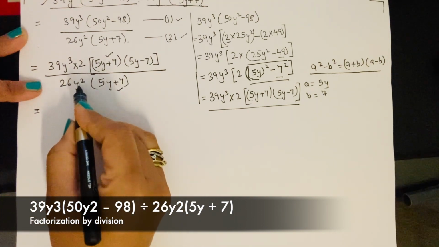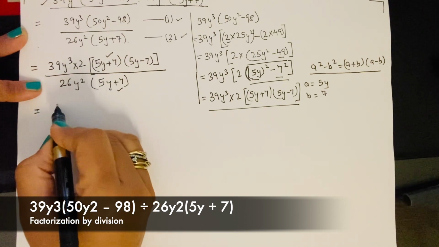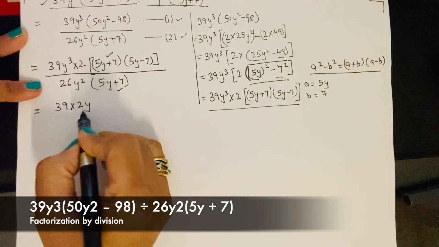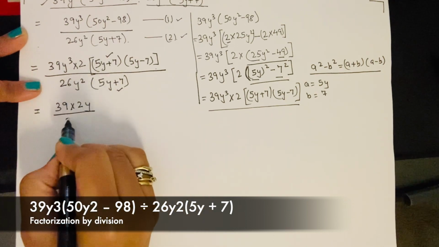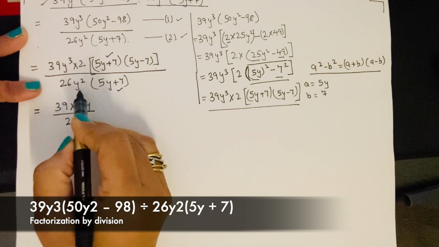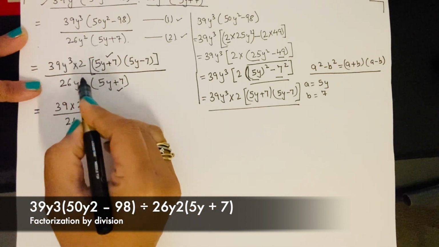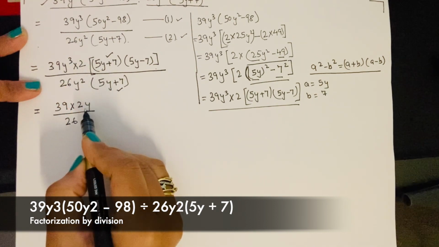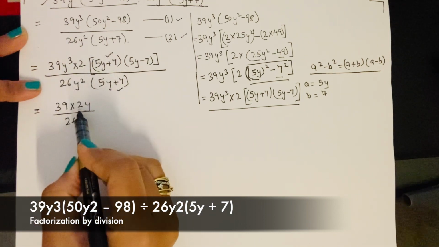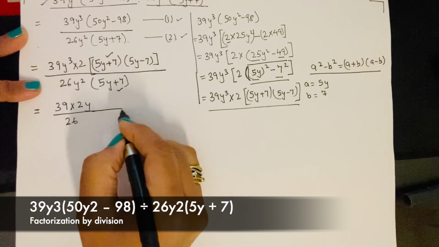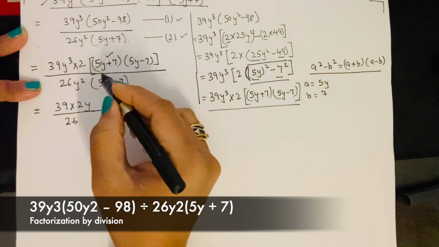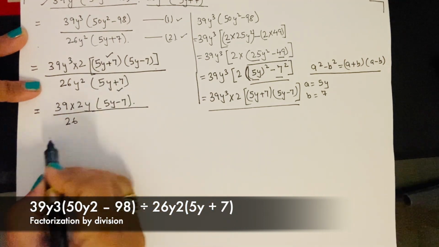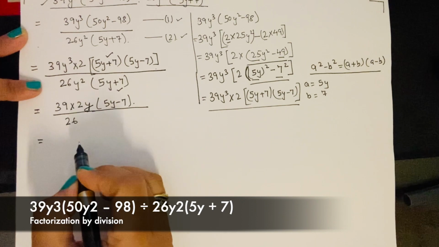Y square and y cube, so that will become 39 multiplied by 2y divided by 26, right? Y square and y cube will become y raised to the power 3 minus 2, that is only y. So it is 39 multiplied by 2 divided by 26. Now further we can see these two are common, so we can easily cancel it and then write 5y minus 7. This is y. So let's try to solve it further.